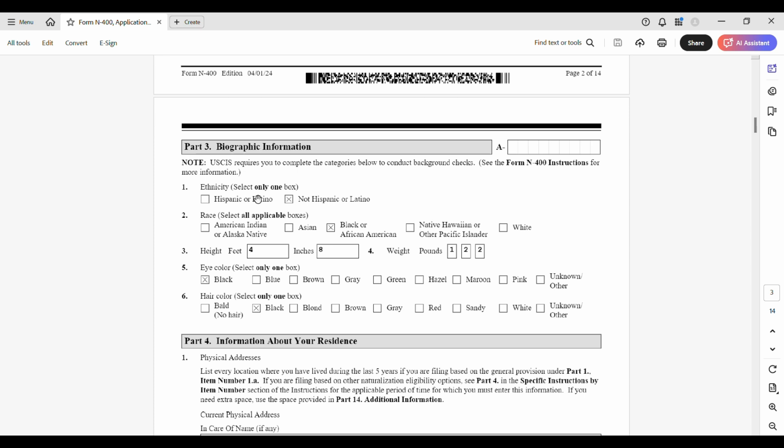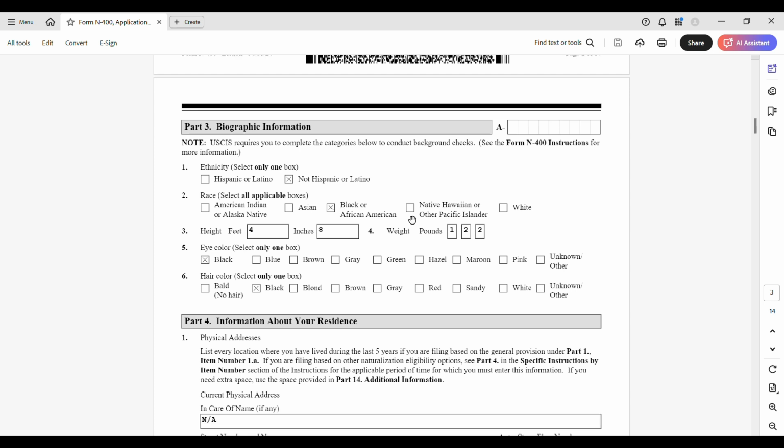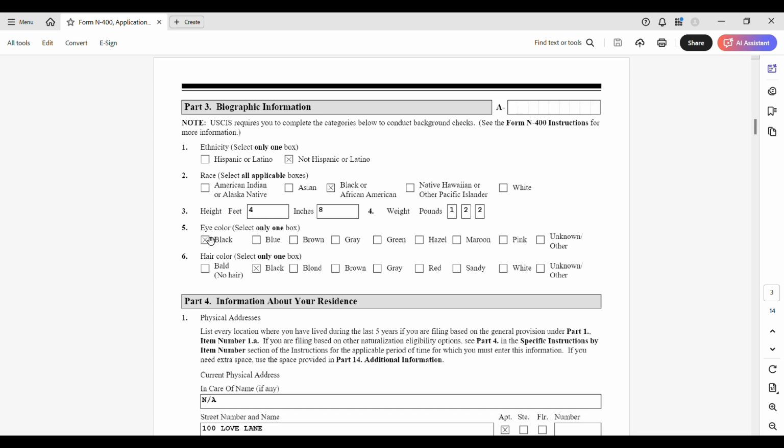Ethnicity, select only one box. So you're going to indicate whether you are Hispanic or Latino or not Hispanic or Latino. Race, select your applicable race. Type in your height, your weight, eye color, hair color. So you're going to select as applicable to you.